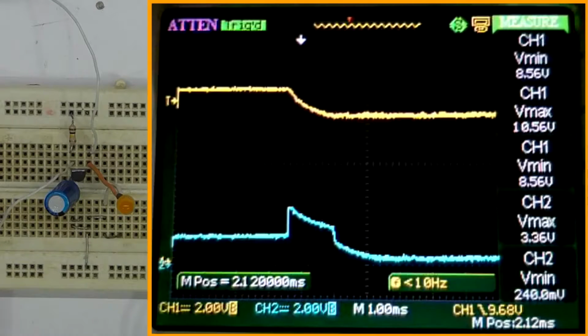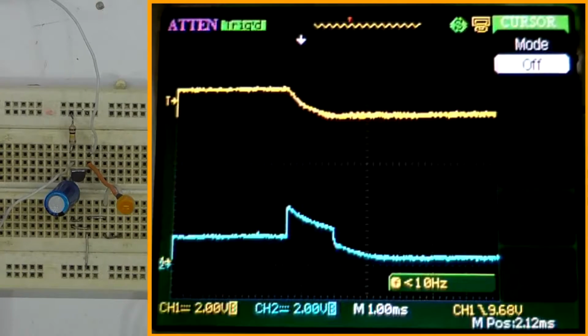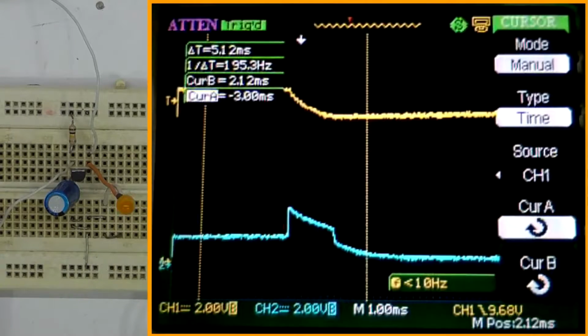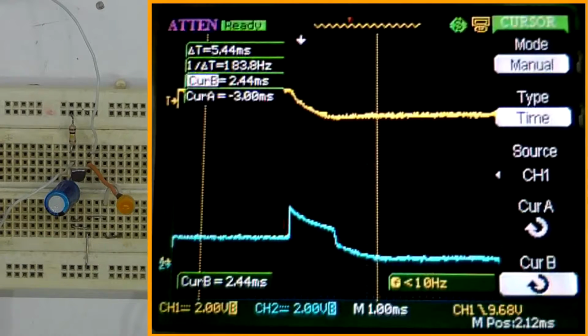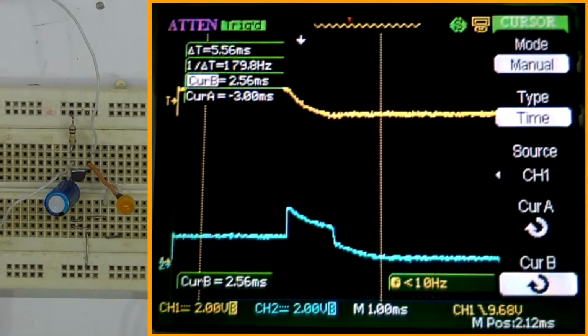So on the time scales there, let's use cursors again, it's easier. I don't like to count off divisions when you've got cursors. Okay, so if we move cursor B, it's the easiest one to move. Let's call it there, cursor A.